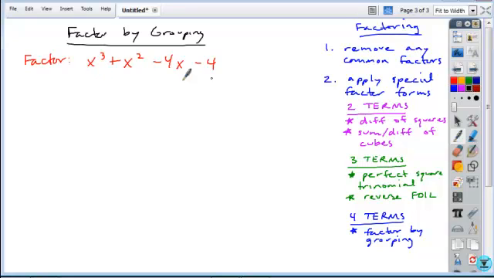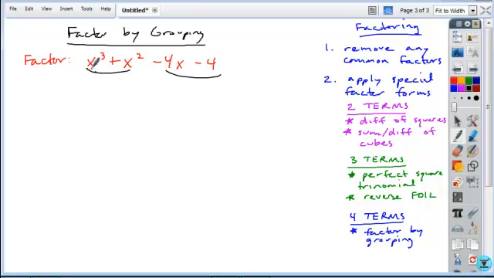All right, so the first step is remove any common factors. Are there any common factors we can remove from this expression? No. So the next step is to apply special factor forms. We have 4 terms here, so we can jump all the way down and look to factor by grouping. Factoring by grouping, if you recall from the reverse FOILing process, the alternate to rewriting the middle terms, can be done by grouping the first and the last pair of terms together as a group, and then removing any common factors from each group.